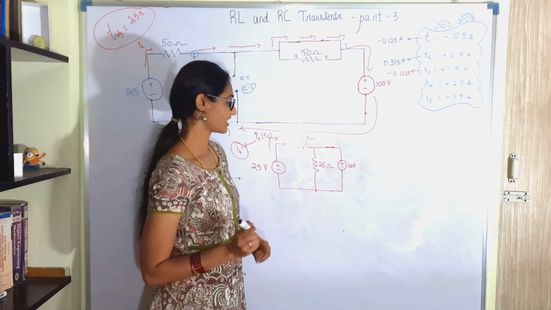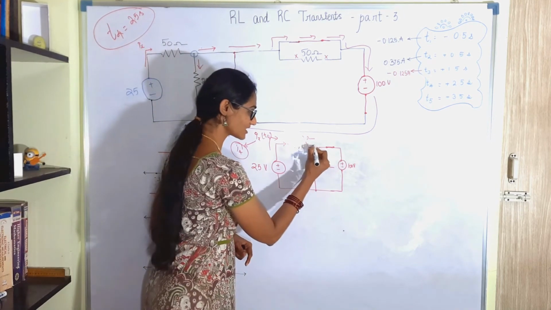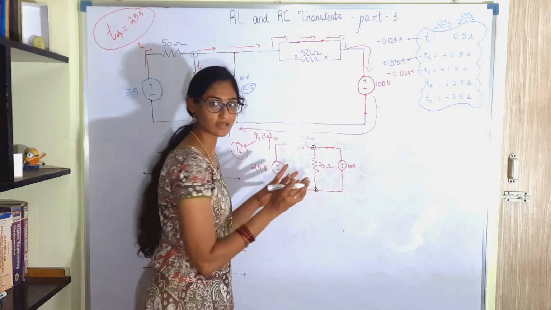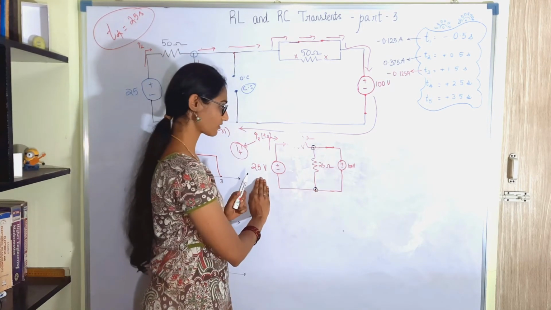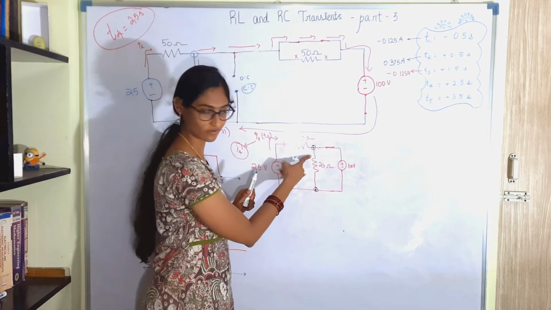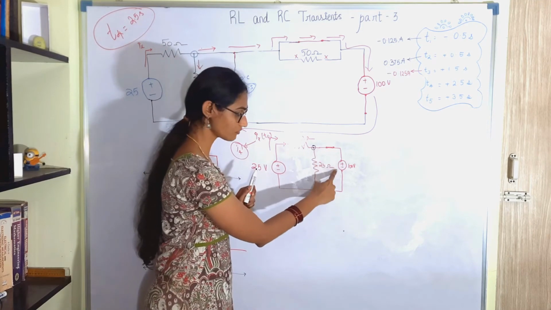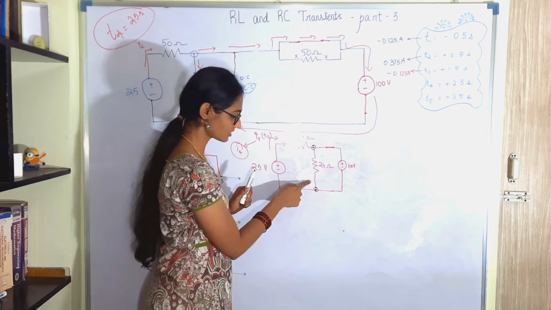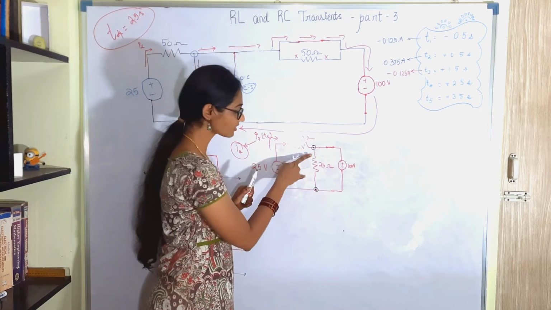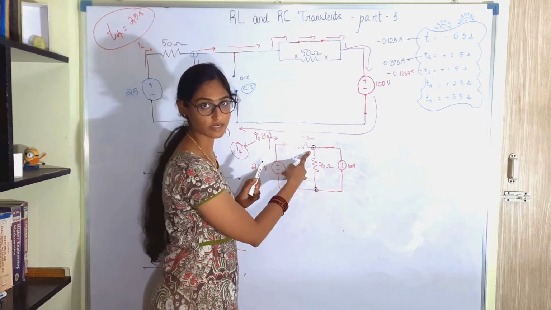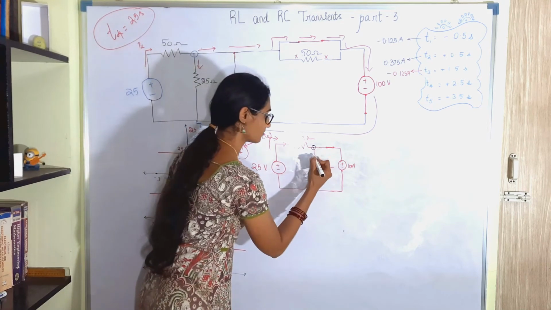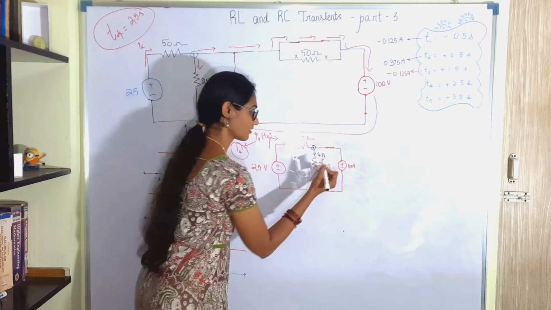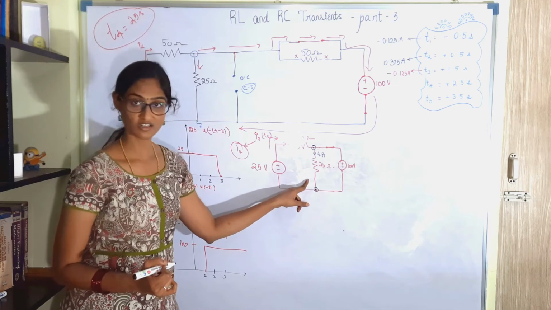Between these two ends we have three branches. One is 25 volt plus 50 ohm, then the 25 ohm resistor, then we have a 100 volt voltage source connected directly across these two nodes. So the voltage across this is 100 volt. What is the current through it? 100 divided by 25, 4 ampere. 4 ampere is flowing here, right?